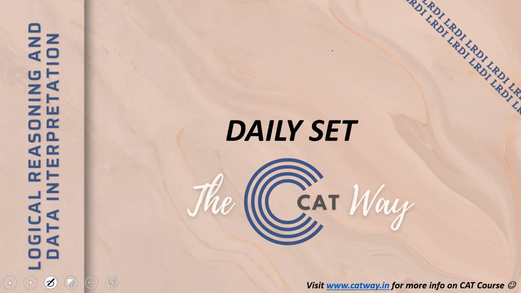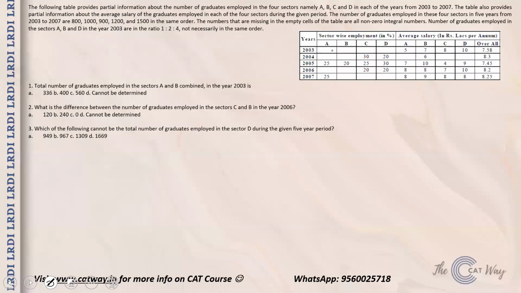Now moving on to the question that we have. It's been given that the following table provides partial information about the number of graduates employed in 4 sectors, namely A, B, C, D in each of the years from 2003 to 7. The table also provides partial information about the average salary of graduate employees employed in each of the 4 sectors during the given period.